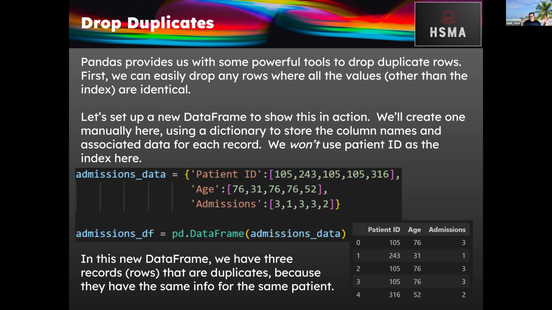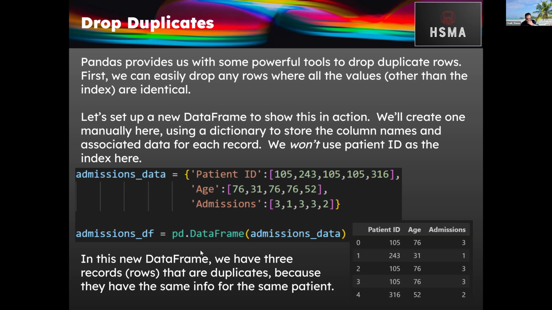Pandas also has some really nice features that allow us to drop duplicates. We can easily drop any rows where all of the other column values, ignoring the index, are identical. If we want to remove those, we can do that really easily.